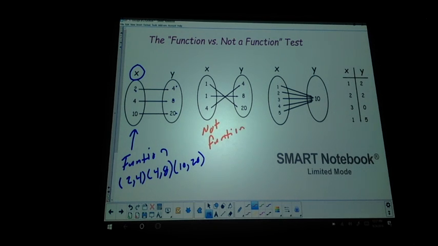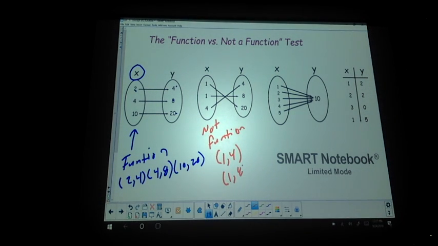Now it's still a relation. Again, a relation is just ordered pairs. But if I have (1, 4) and (1, 8), and then (4, 20), it doesn't matter that the 4 repeats as an x and a y value. It's the x repeating that means it's not a function. If I had drawn those points (1, 4), (1, 8), it doesn't pass the vertical line test because a vertical line would go through (1, 4) and it would also go through (1, 8).